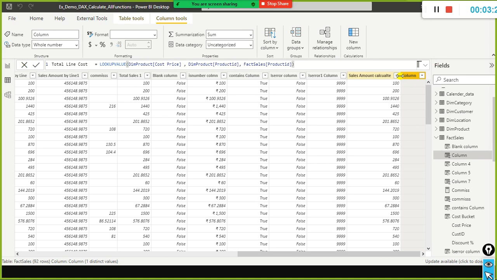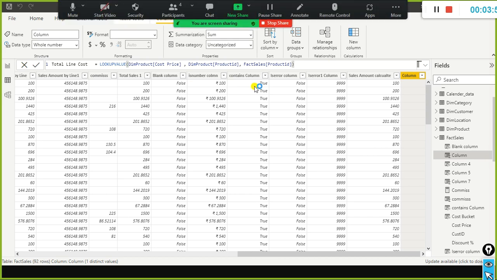So in this case, the lookup value function, using which you can do a lookup on the lookup table. So what is the lookup table? Dimension tables are in general called a lookup table. From the fact sales table, you are passing the product ID to your lookup table, which is nothing but the dimension product table.